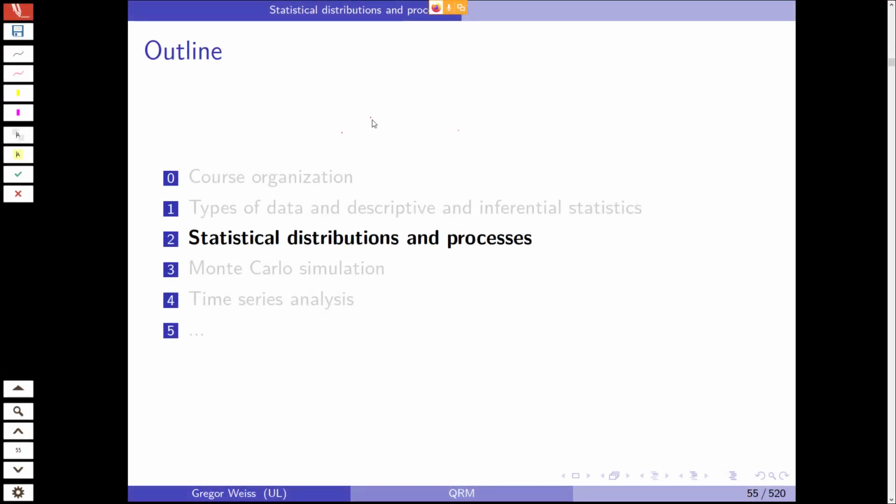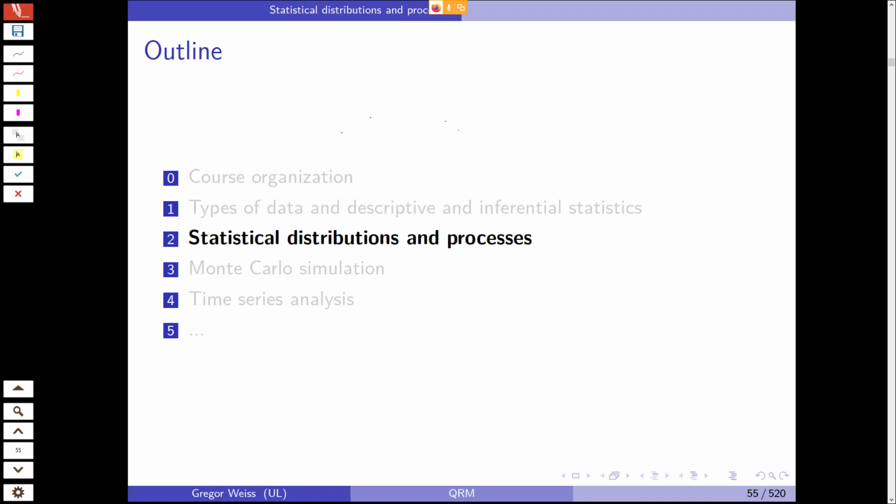Welcome everyone to the second lecture in quantitative risk management. And as you can see from the outline, after having talked a little bit about inferential and descriptive statistics, we've now moved on to statistical distributions and processes.